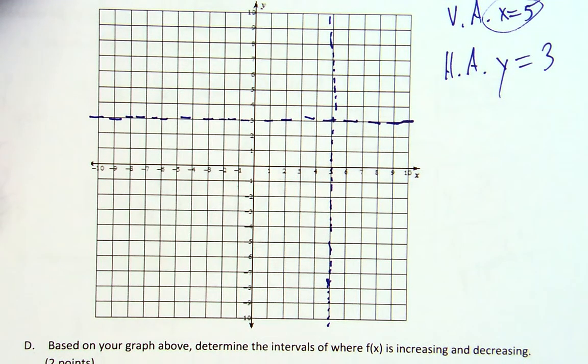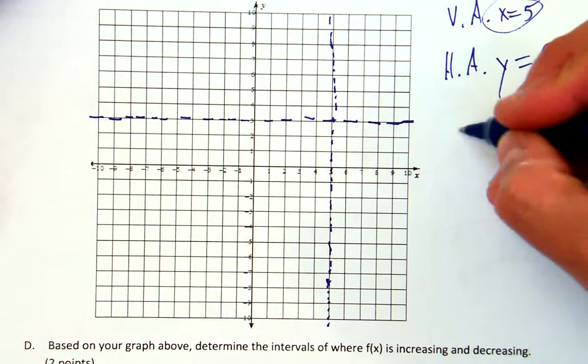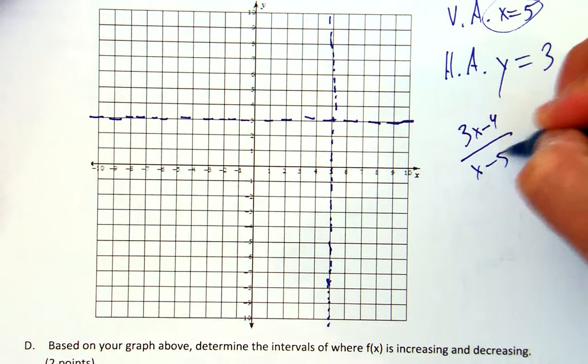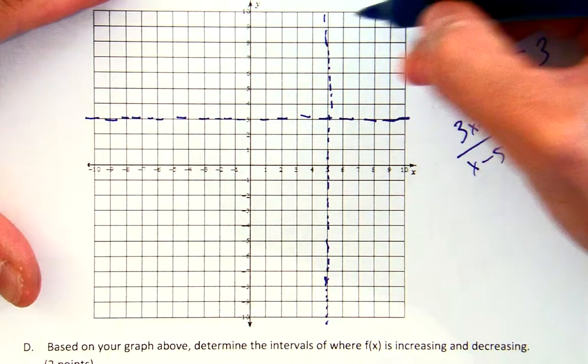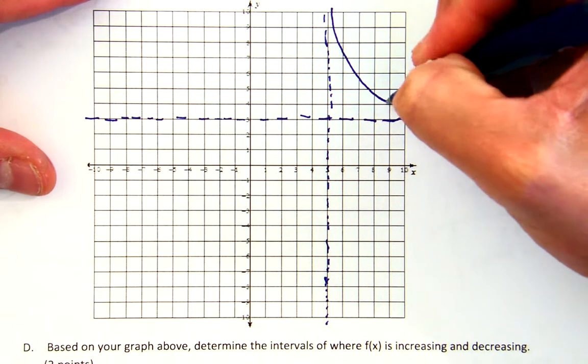All right. So now you know what it looks like. It is 3x minus 4 over x minus 5. Question: is there a negative here? Yeah. So it looks just like that guy, right? All right. Here we go.